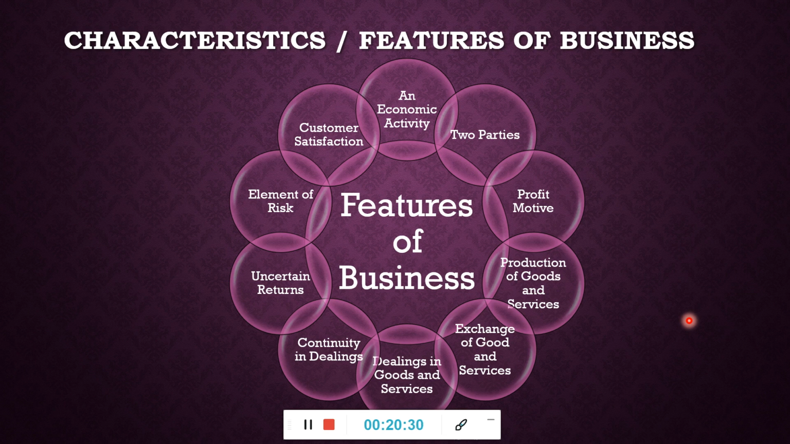Now, these are the various characteristics or features of business. So, what are the business characteristics? It's an economic activity, two parties, profit motive, production of goods and services, exchange of goods and services, dealings in goods and services, continuity in dealing, uncertain returns, element of risk, customer satisfaction. All this is the features of business.